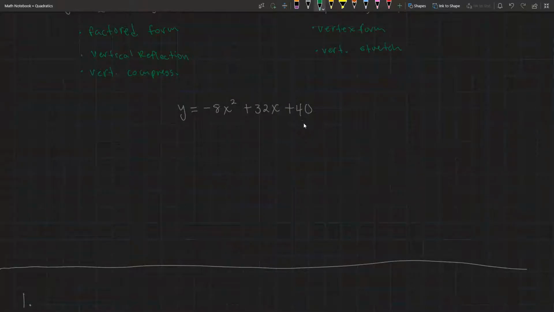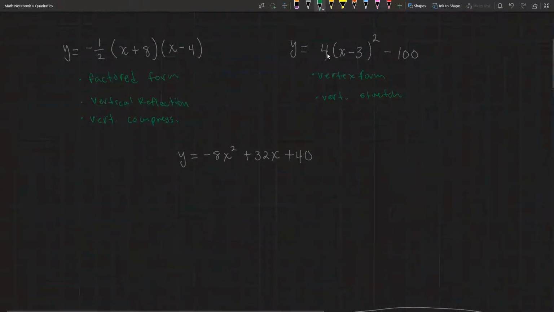Then this last one: if we already had factored form and vertex form, this one has 3 terms and looks very different from the others. This must be standard form, or y-intercept form. However you wrote it, that's correct. Then we look at the a factor. Let's take care of the negative first. If it has a -8, just like this parabola here, we know that it has a vertical reflection.